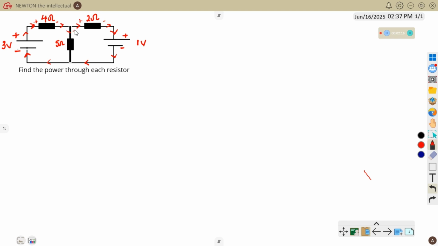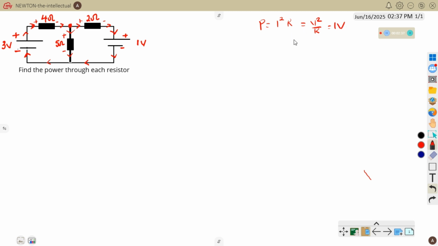This current is flowing like this. This is where we have our junction here. So it's flowing like this. So this is positive and this is negative, right? So now we have to find the power. Now we know that power is equal to I squared R and is equal to V squared over R and is equal to IV, right?